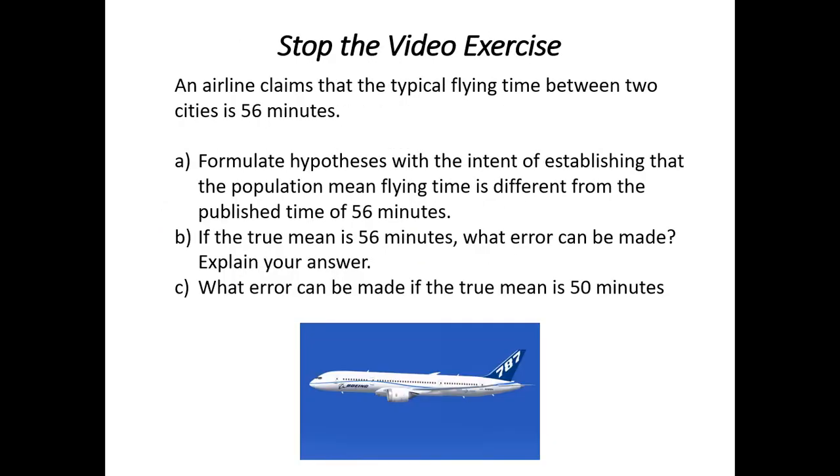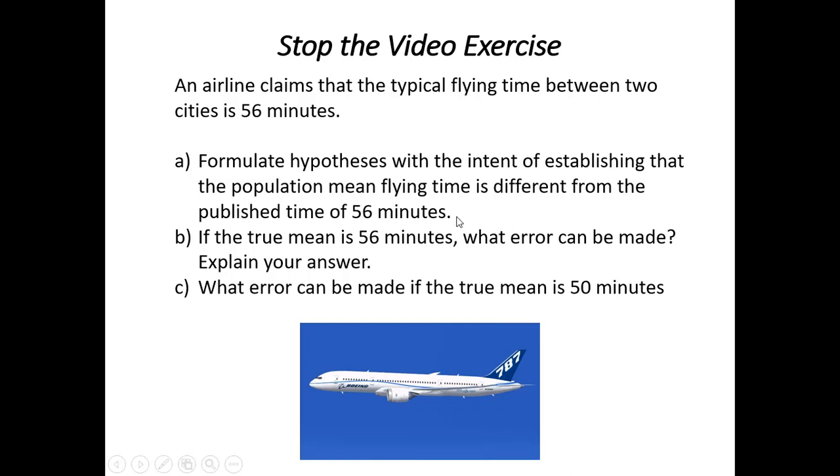All right, so at this point, I suggest that you read through this exercise and stop the video. See if you can get these answers. The problem is an airline claims that the typical flying time between two cities is 56 minutes. For part A, we want to formulate the hypotheses with the intent of establishing that the mean flying time, it's important to remember, we're talking about means here, is different from the published time of 56 minutes.